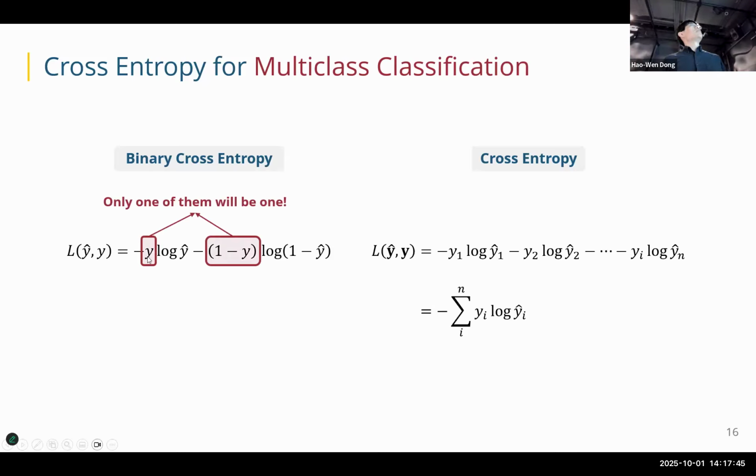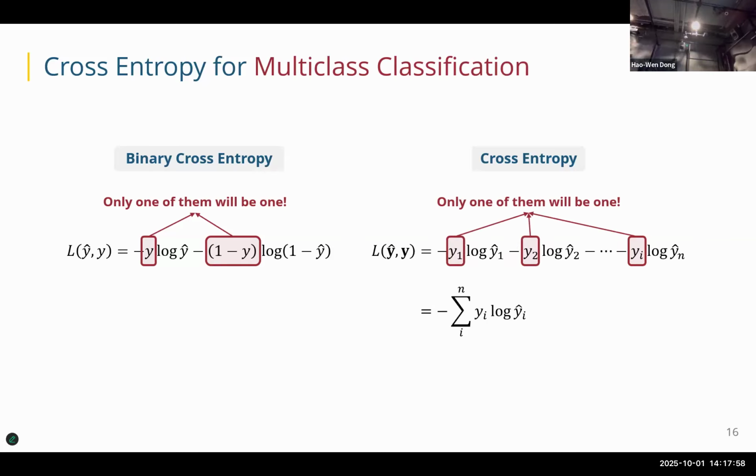So for binary cross entropy, if you stare at it long enough, y will be either 1 or 0. So of these two terms, only one of them will be 1. Everything else will be 0. And that's the same for cross entropy, because among y_1 to y_i, there will be one 1, and everything else will be 0. So again, only one of them will be 1. So they are technically the same, just that one is for two classes, binary, and one is for multi-class classification.